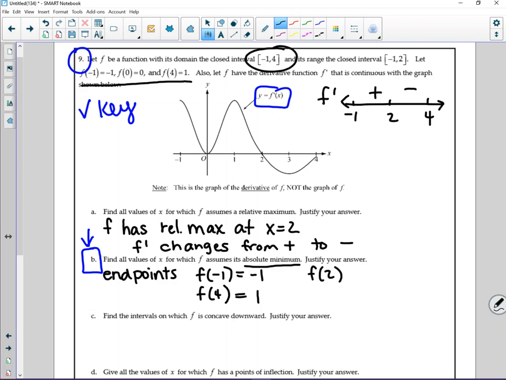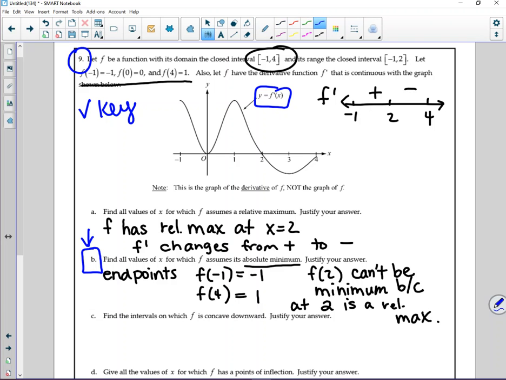Now you might say, well, I don't know what f of 2 is, and you're 100% right. But let's look at the question. If we want an absolute minimum, f of 2 can't be a minimum because at 2 is a relative max. You can't be a relative maximum and then the absolute minimum. You can't be a high point and a low point simultaneously.